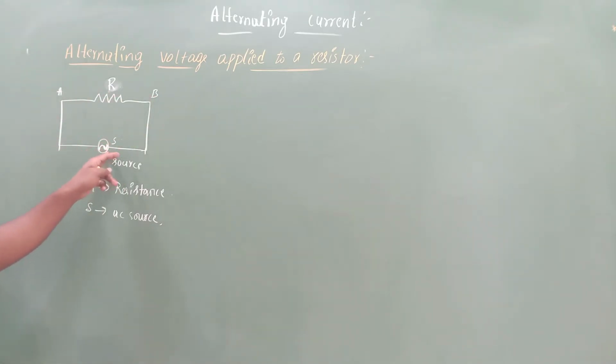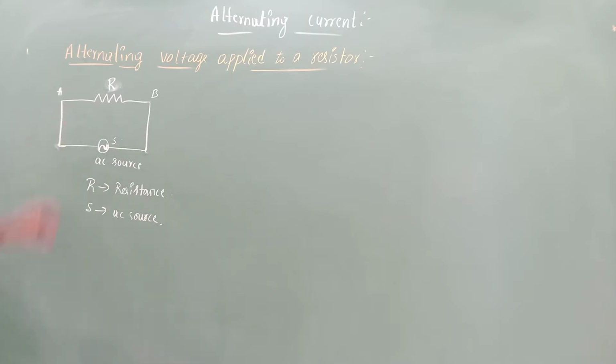That's the reason we wrote this symbol, because this is the symbol of an AC source. You all know that, right? So no need to repeat that again. This is the initial assumption we have taken here. Not the assumption, that's a fact. So consider a circuit in which an AC source is connected across the terminals, producing alternating voltage, and R is the pure resistance connected across the terminals.